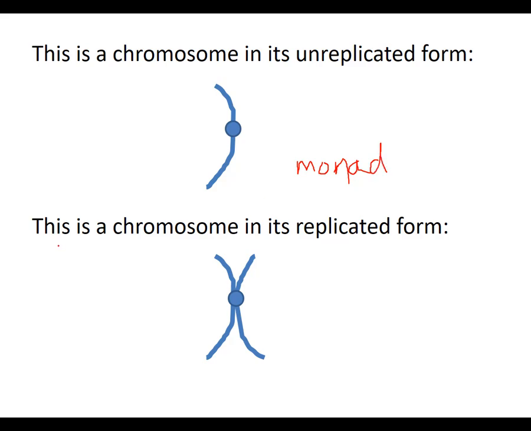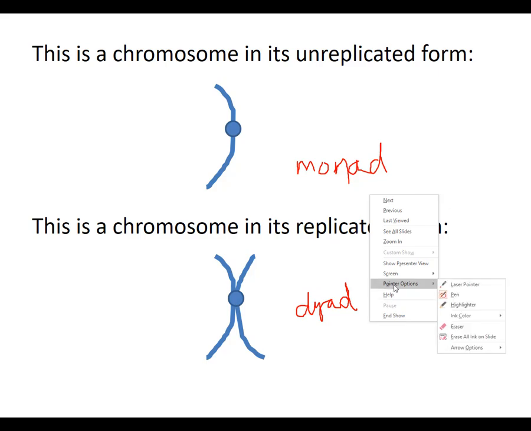Now below you have a chromosome after replication, so a chromosome in the replicated form. It still contains just one centromere, but there are two what are called chromatids that make up this chromosome. And so this chromosome is still counted as one chromosome, but it's a dyad chromosome. So monad form and dyad form. That's another way of saying unreplicated chromosome or replicated chromosome. So a dyad is a replicated chromosome, a monad is an unreplicated chromosome.